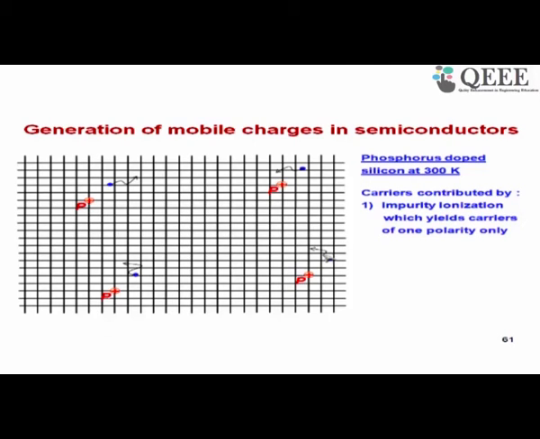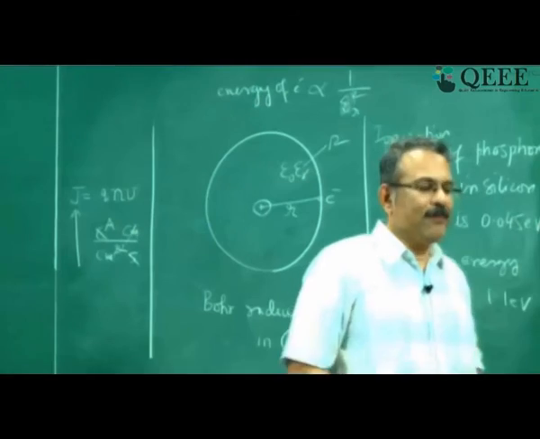Now in addition, some silicon-silicon bonds will also break. So in addition to impurity ionization, which yields carriers of one polarity only, you can see that here. Okay, we'll continue with this later.